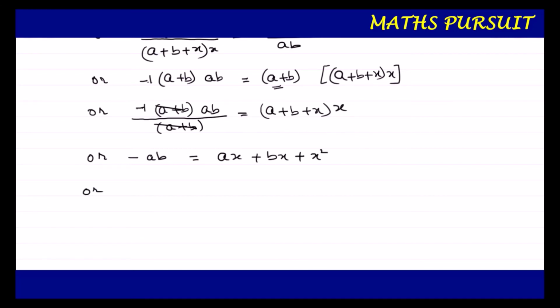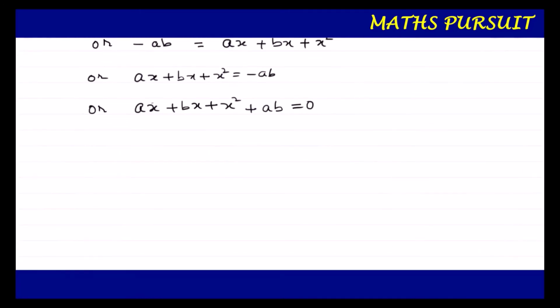Or I can rearrange the equation in this way. I can also write ax plus bx plus x square is equal to minus ab. Just I have reversed it, where nothing will go wrong. Or I can write the above equation as ax plus bx plus x to the power 2 plus ab is equal to 0, just moving minus ab from the right side to the left side. So we got the resulting equation as ax plus bx plus x to the power 2 plus ab is equal to 0. Now let us rearrange this equation.